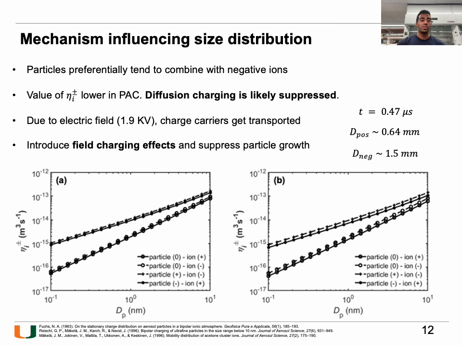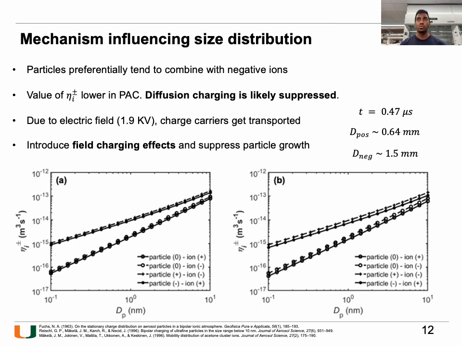Using this, the plotted combination coefficients are shown here. And over here, we can see basically two trends. One is that the combination coefficient for particles with negative ions always tends to be higher than the ones with the positive ions, telling us that the particles preferentially tend to combine with negative ions. And the second feature is that the combination coefficient in the presence of plasma is much lower than the ones in traditional flame.